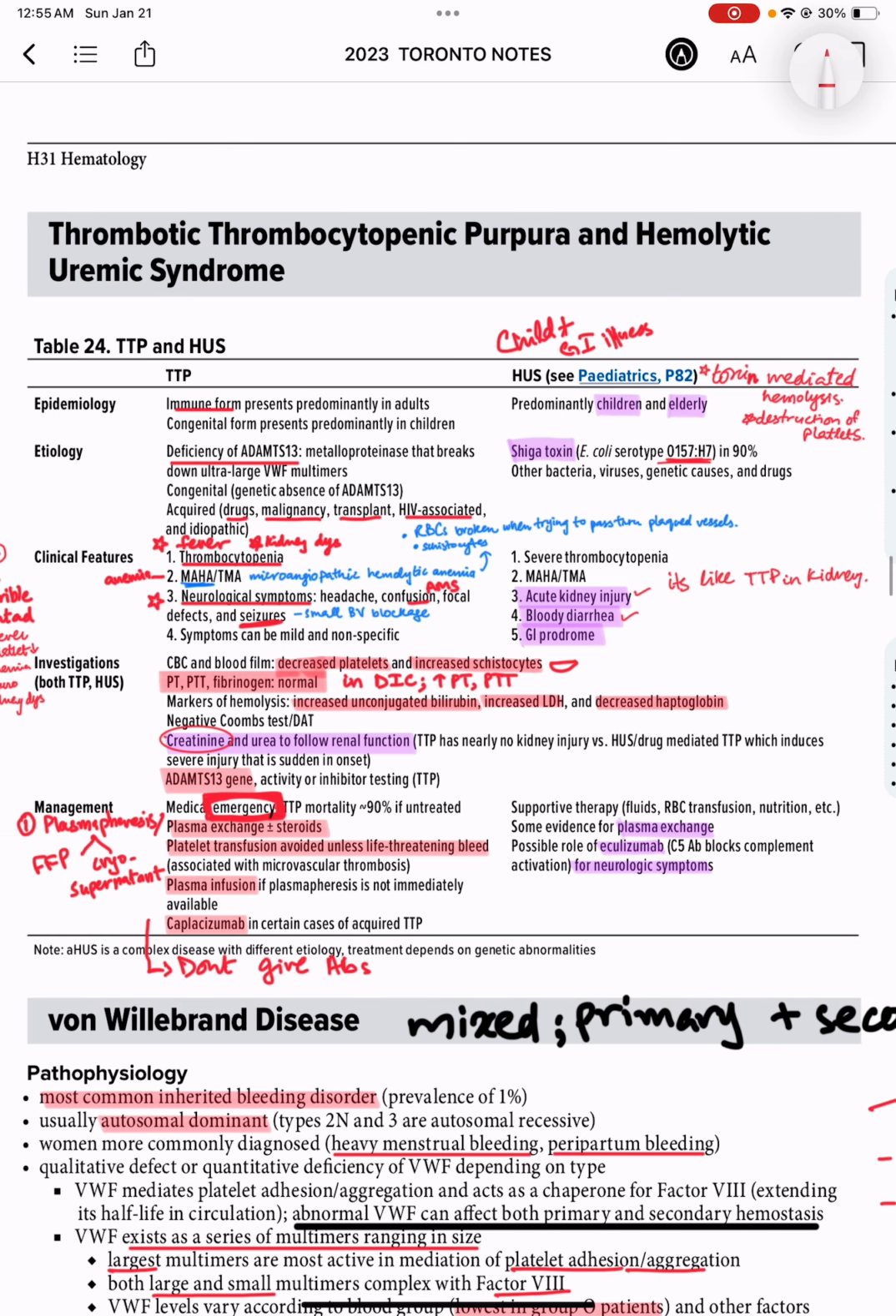So there is acute kidney injury, which I've highlighted in purple. So creatinine and urea will follow the renal function. TTP has nearly no kidney injury, but HUS or the drug mediated TTP would have increased severe injury of kidneys. And then we can also test ADAMTS13 gene, its activity and inhibitor testing also.